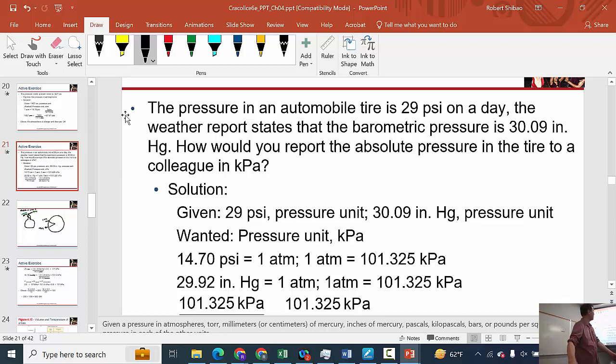And so do you know what this PSI, if it's reading 29 PSI, this is PSI-A or PSI-G? This is PSI-G. All right, we need to know that. On a day, the weather report states that the barometric pressure is 30.09 inches. This is absolute or gauge? This is absolute.